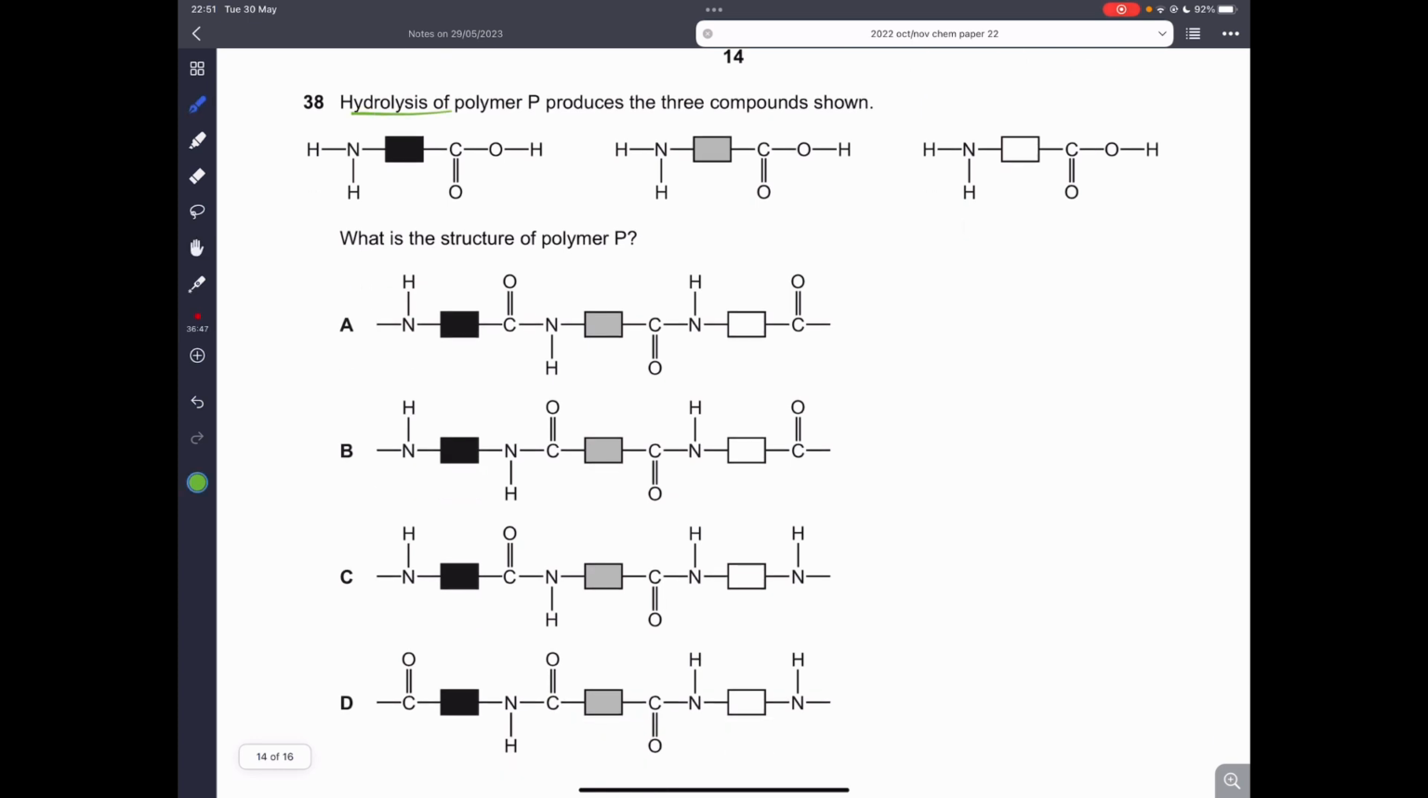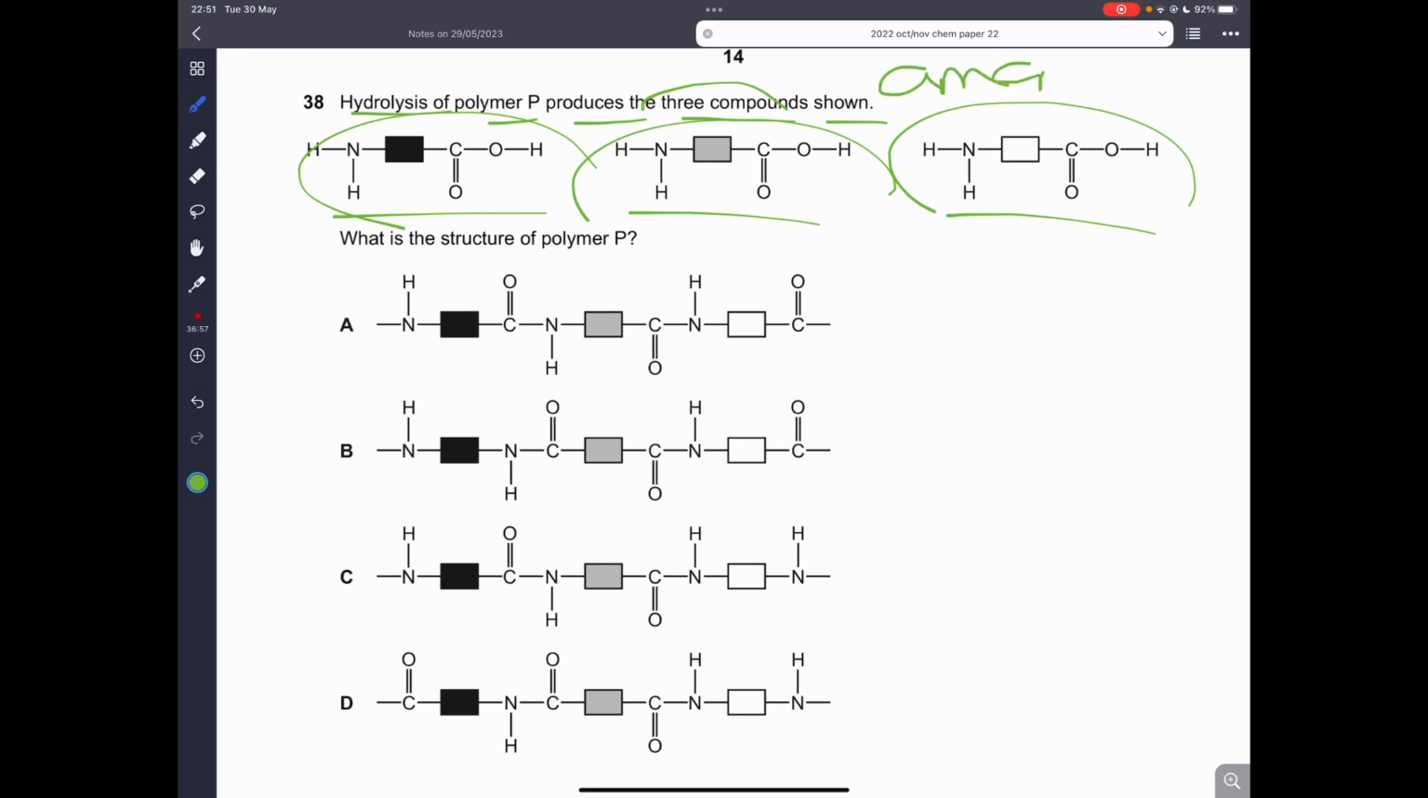38. Hydrolysis of polymer P produces the three compounds shown. Okay, we can see that this is a polymer. We can see that these are all amino acids, represented by the different shadings: this one is not shaded, this one is slightly shaded, this is very shaded, and they represent different side chains of the amino acids. So what is the structure of polymer P?